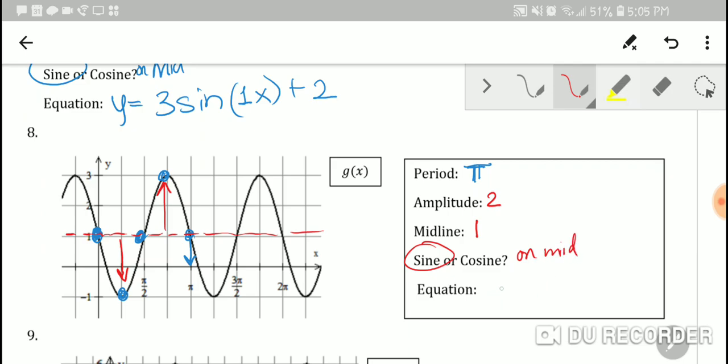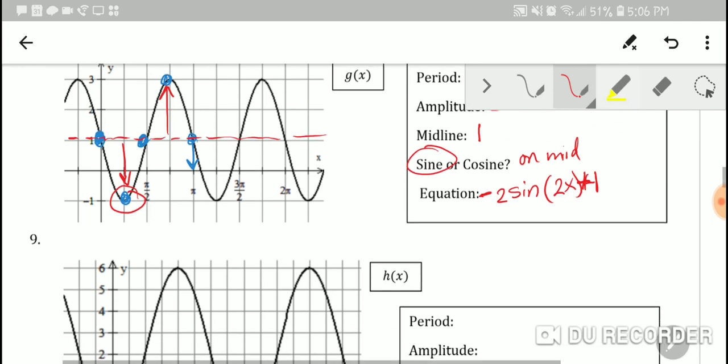All right, our equation should be the amplitude times sine. In this case, it'll be times 2x because we want to always divide 2 pi by our period. Pi's cancel out, so we need to put a 2, that's your b value, in front of the x, plus your midline. Now this is only partially right because we need a negative in front since we are starting with a lower amplitude after the y-axis instead of up. Sine usually goes up first.